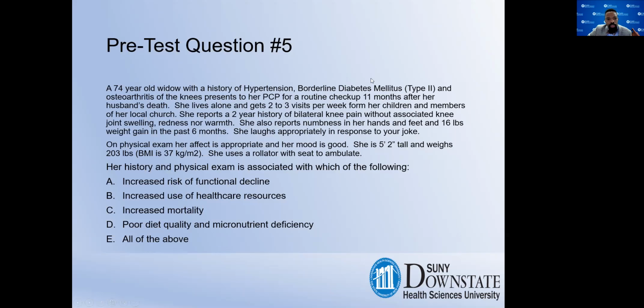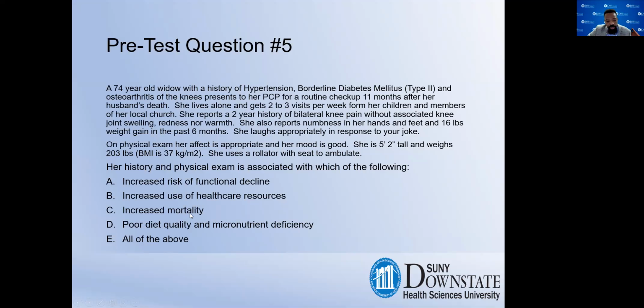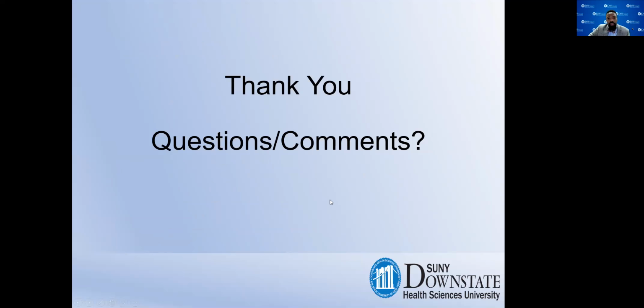So because of all these underlying issues, she has an increased risk of functional decline. That is true. She also has an increased risk of utilization of healthcare resources and an increase in healthcare expenditure. That is true. She has an increased risk of increased mortality rate risk. That is true. And poor diet quality and micronutrient deficiency is associated with obesity in older adults, and that is true. So all of the above is correct.